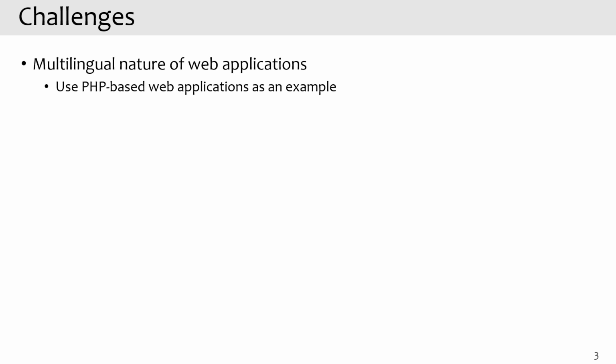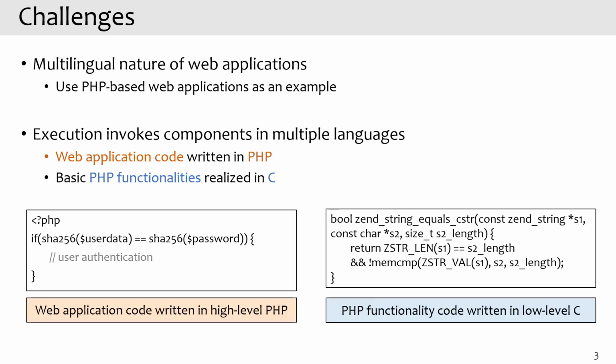However, symbolic execution is particularly challenging for web applications. A fundamental issue is the multilingual nature of web applications. Let's use a PHP-based web application as an example here. The execution of web applications typically involves components in different programming languages. For example, the web application code itself is written in PHP, while all the basic PHP functionalities are realized in C. The symbolic execution engine has to reason about both the web application code and the basic PHP functionalities. Without reasoning about any of these components, the symbolic execution engine would produce incorrect analysis results.